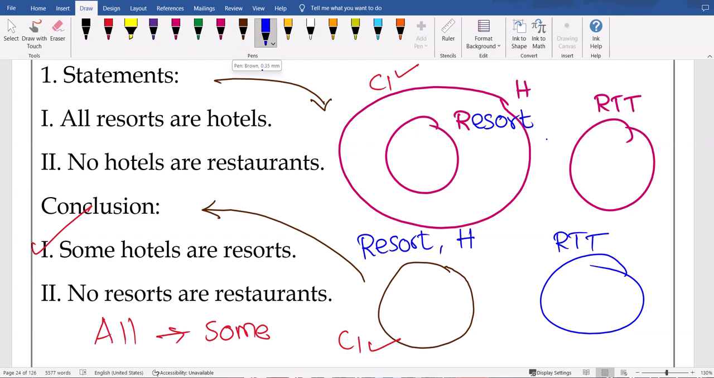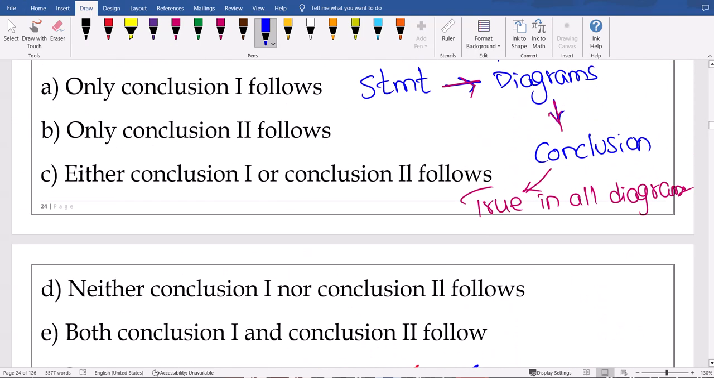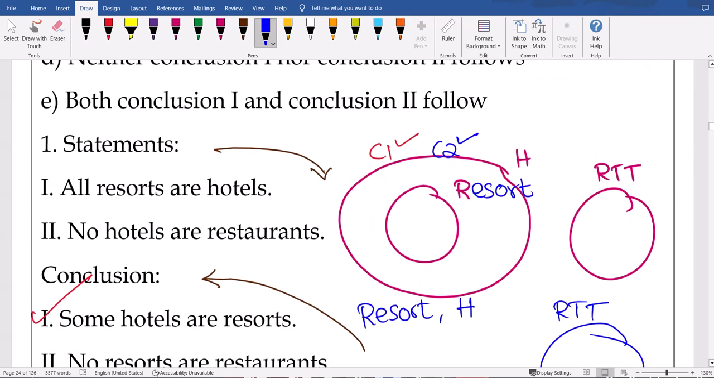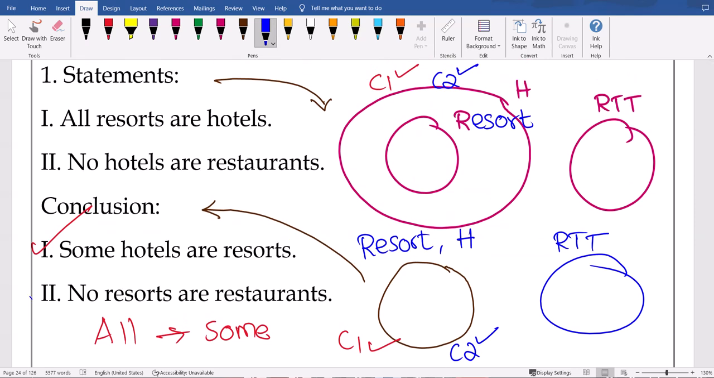No resorts are restaurants. Yes, the second one is correct. Here also the second one is true. Resorts and restaurants are not connected. So both conclusions follow. We have options given before. Both conclusions follow means option E. Options are like this: only one follows is A, only two follows is B, either one or two is C, neither nor is D, both one and two is E. So we'll go with option E. Both follow. One and two both are correct.